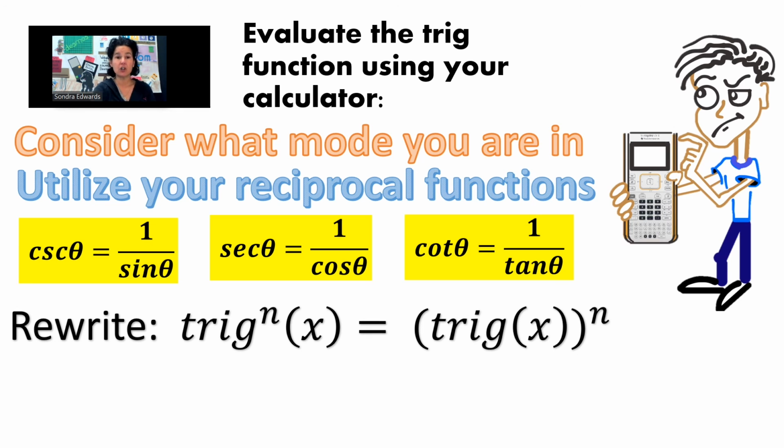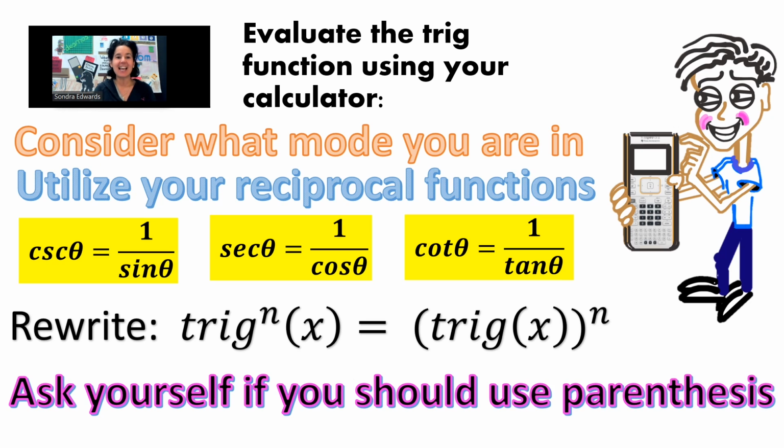If you see a trig function to a power of x, immediately move that exponent to the outside, and everything else is in parentheses. So if this was sine to the third power of x, you would rewrite that as sine of x to the third power. Okay, and then lastly, ask yourself if I should use some parentheses. If you have a lot going on in a fraction, a good rule of thumb is put a set of parentheses around the numerator and a set of parentheses around the denominator to make sure your calculator follows the order of operations.